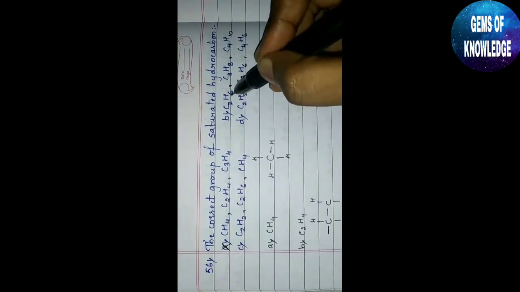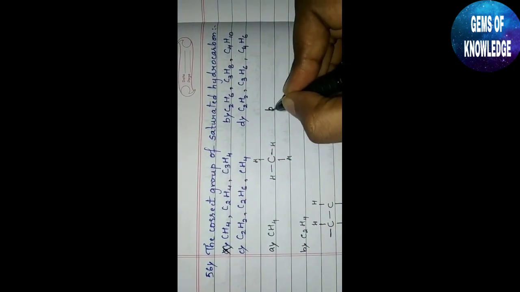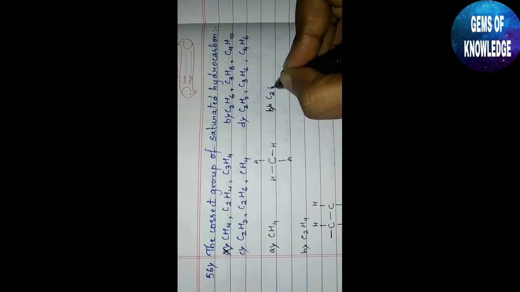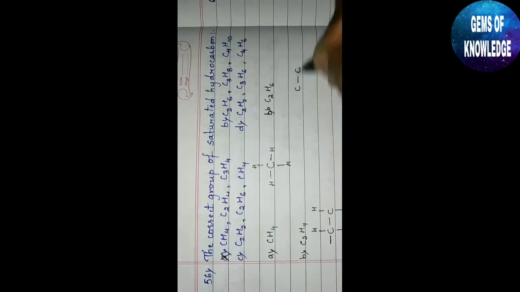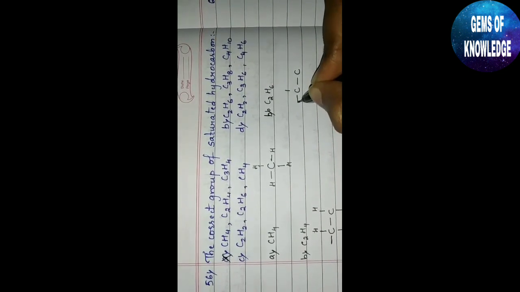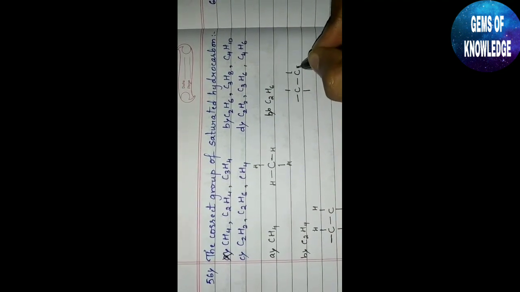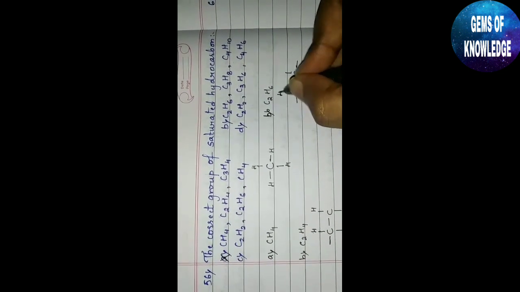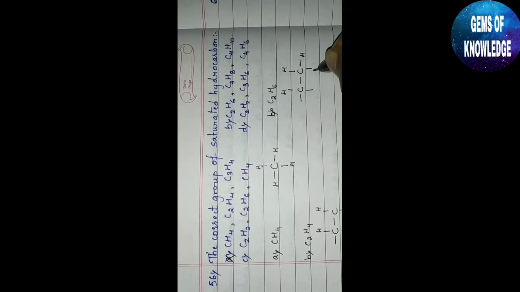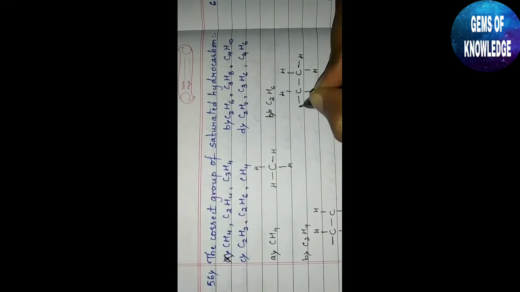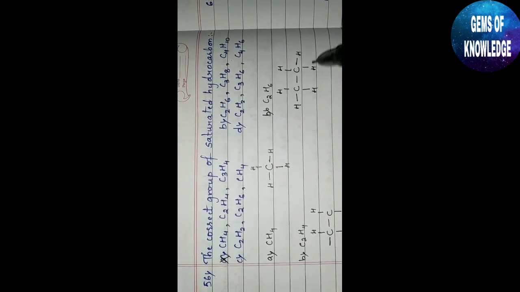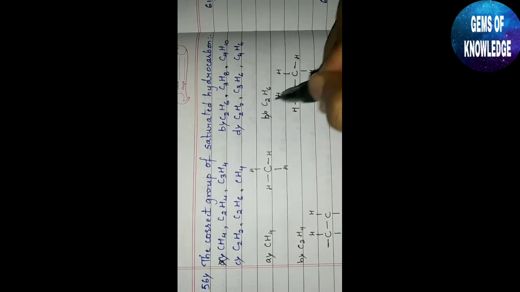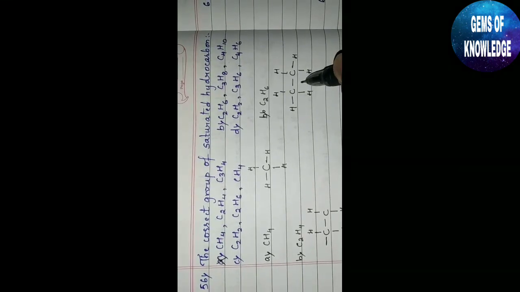Next we'll come to this case, that is B1. In B1, C2H6 is given. Let us substitute: C is 2 times and H is 6 times: 1, 2, 3, 4, 5, 6. When we substitute H everywhere, it is balanced. The carbon's 4 bonds are balanced, and even this is balanced. So this is a saturated hydrocarbon.